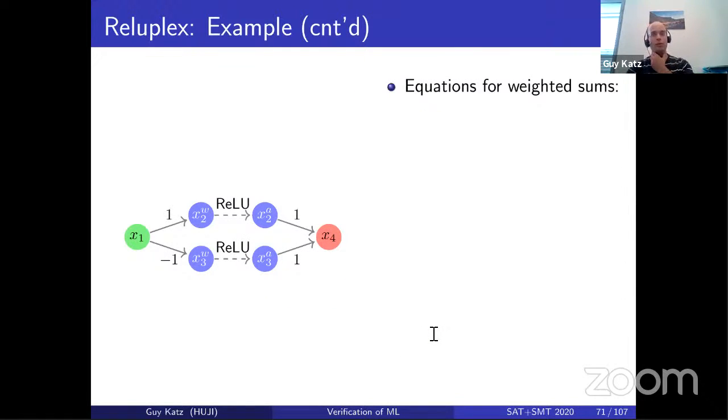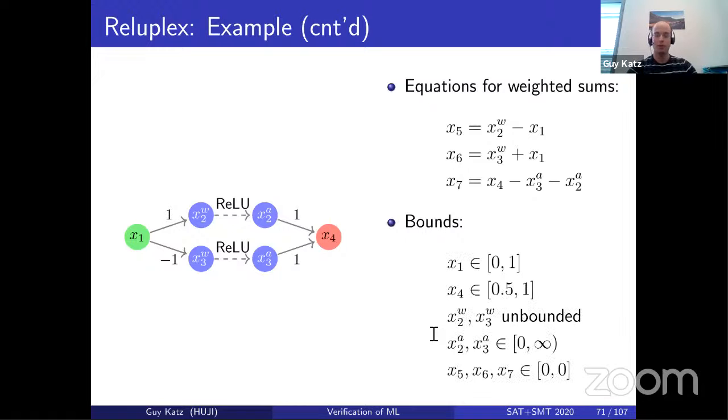And we again encode this neural network using weighted sums and bounds. Okay, so very similar to before. So for each weighted sum, we have an equation. So now we use the w variables and the a variables where appropriate according to the topology. And the bounds are, again, very similar to before, right? So x1, we know is between 0 and 1, and x4 is between 1/2 and 1. This is the property that we're checking.